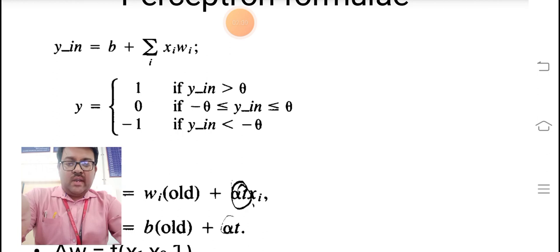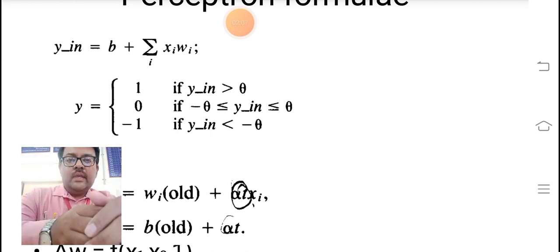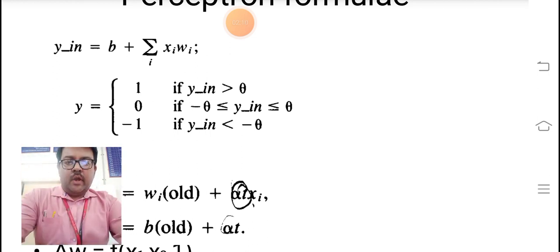Y is equal to 1 if y_in, that is the net, is greater than theta. Here comes theta. Theta is the threshold value. Here we could take the threshold value as 0.2. So the threshold value has to be selected based on the application. Y is equal to 1 if y_in is greater than theta, 0 if y_in is between minus theta and theta, and minus 1 if y_in is less than minus theta. So y is decided based on the value of y_in compared with theta.